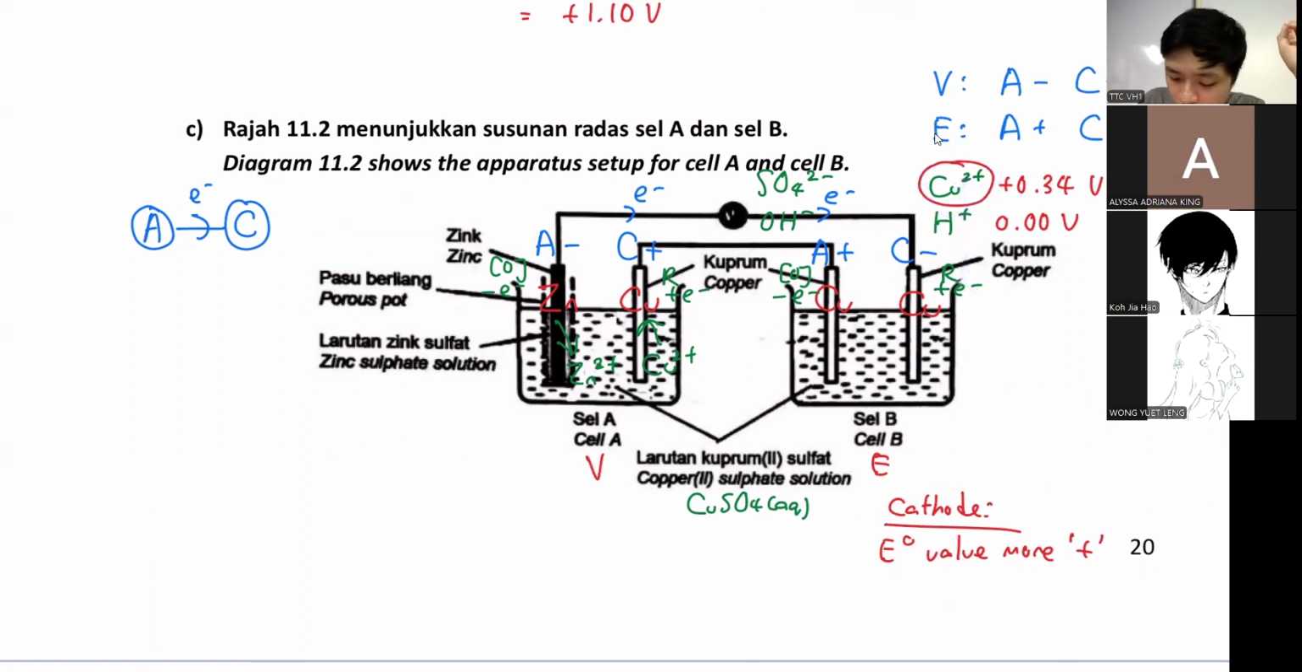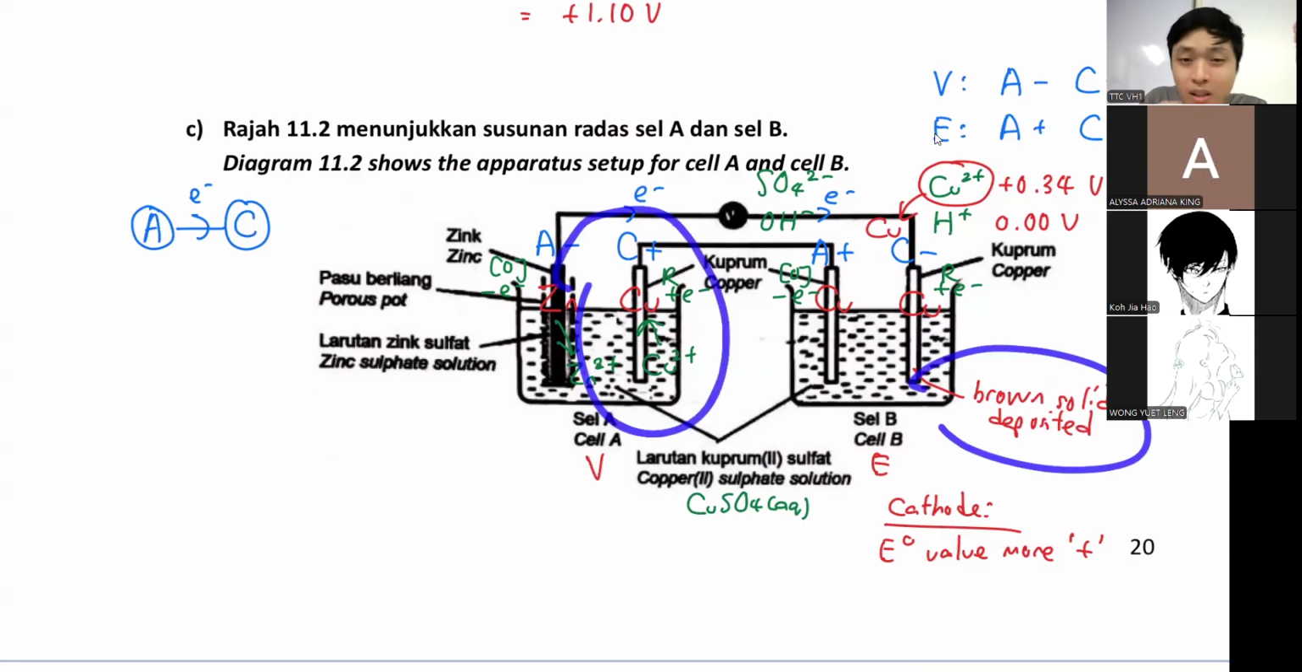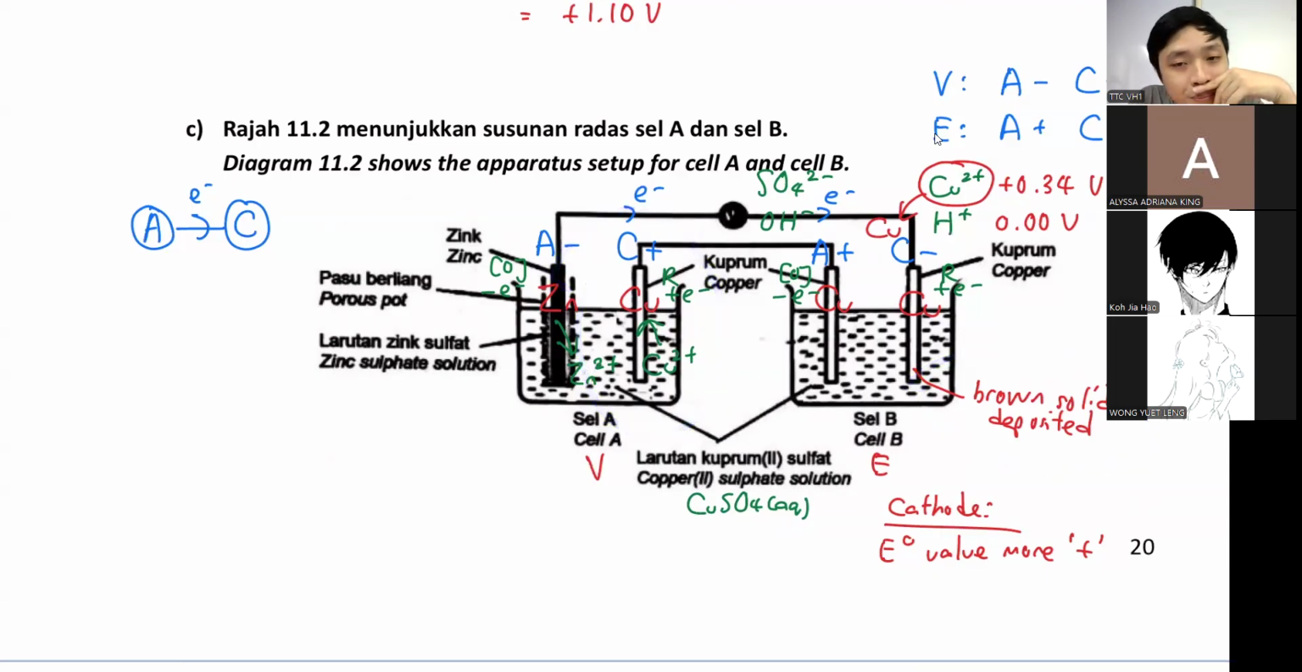So copper will undergo reduction by receiving two electrons. I mean copper two ion receives two electrons and becomes copper metal. So it means here the observation is brown solid deposited. Same thing happened to this cathode in cell A. Cu2 plus becomes Cu. Same thing.